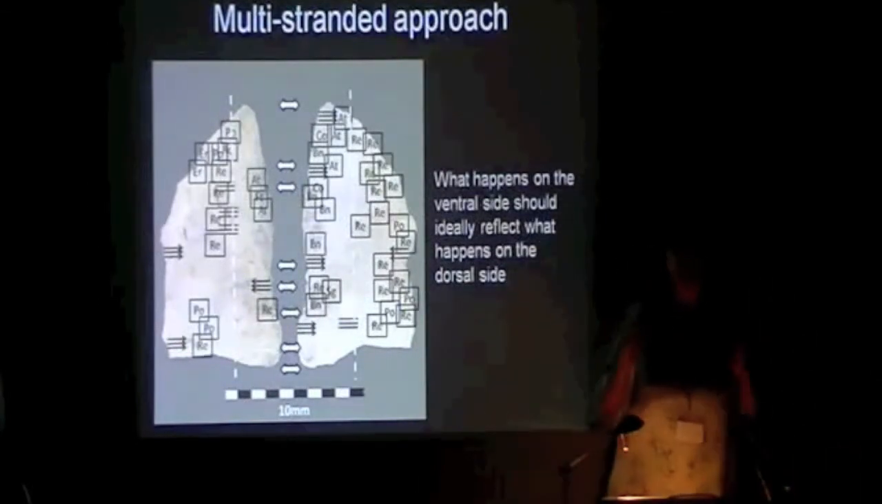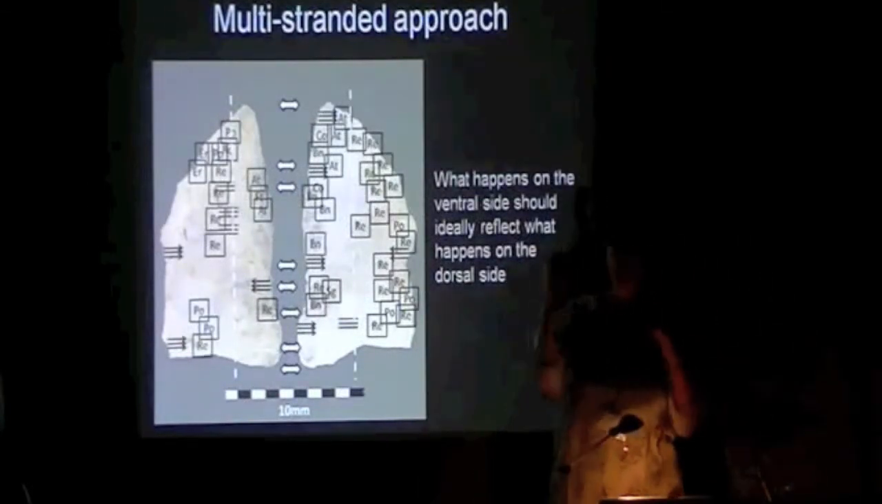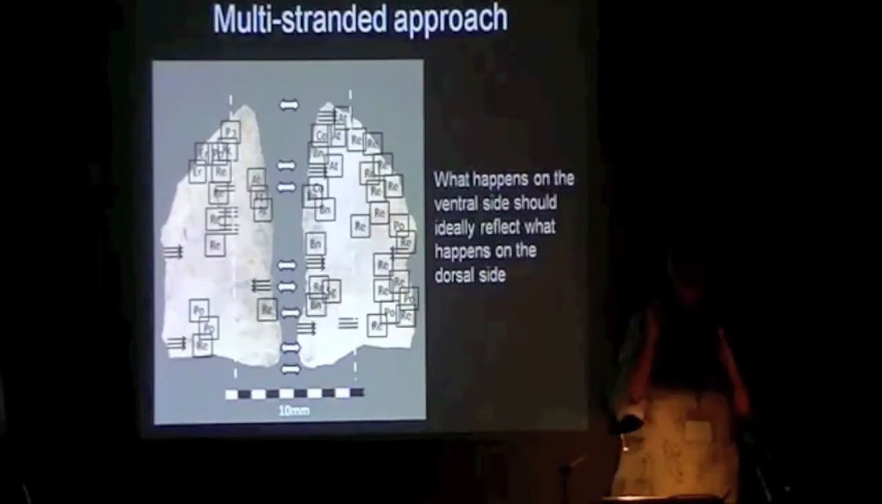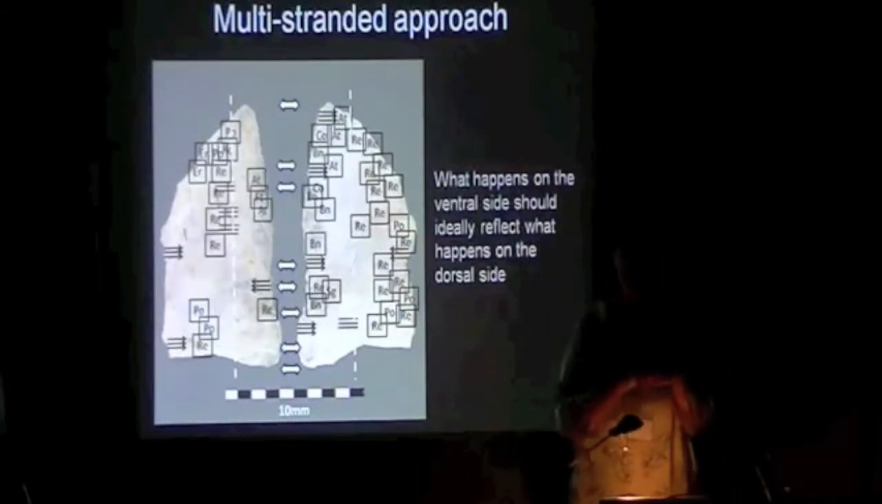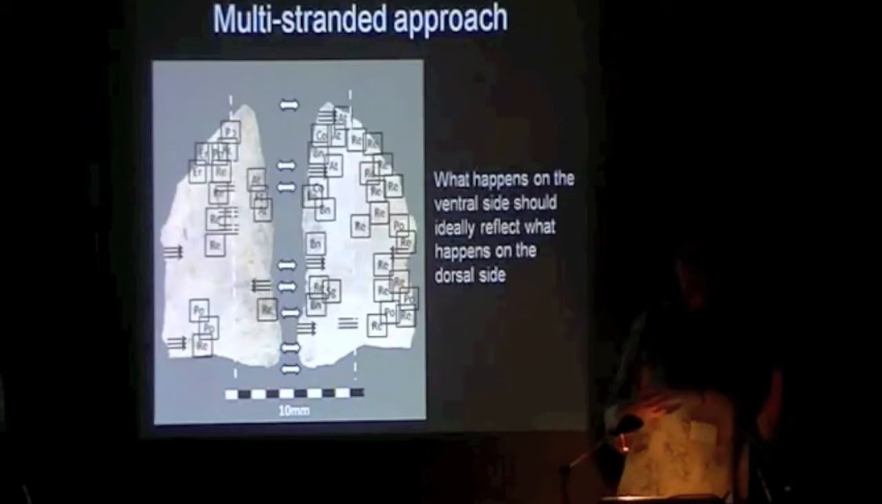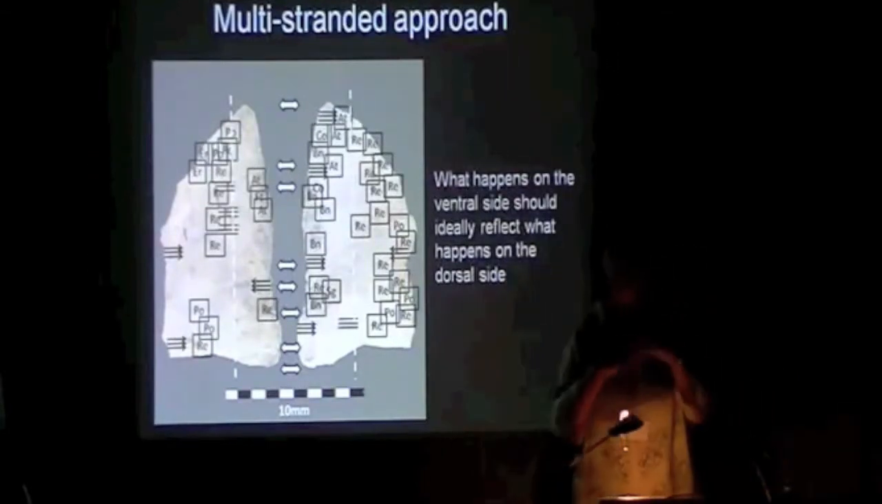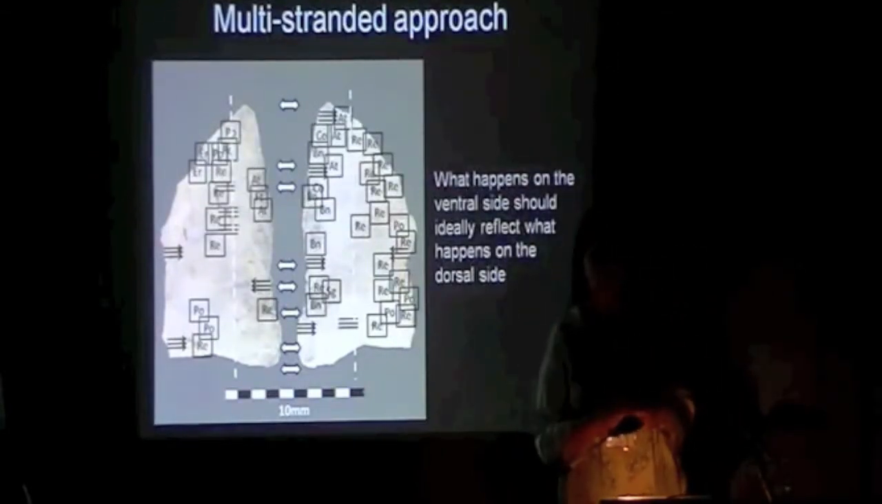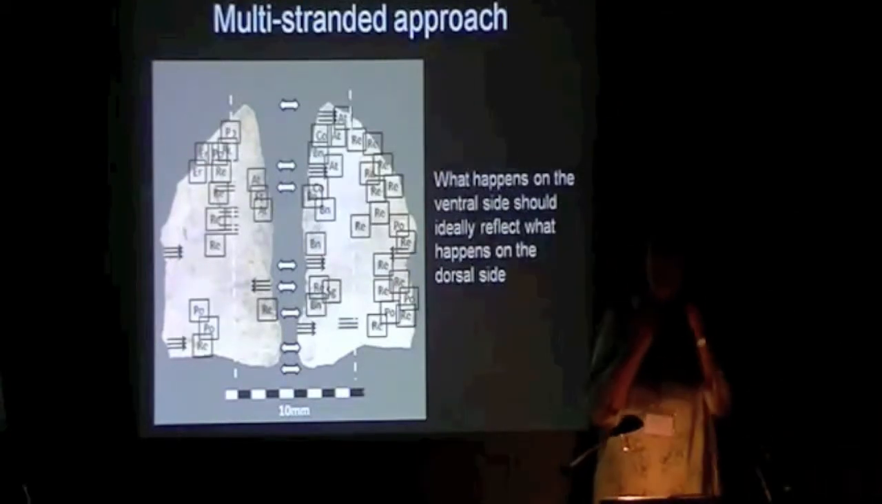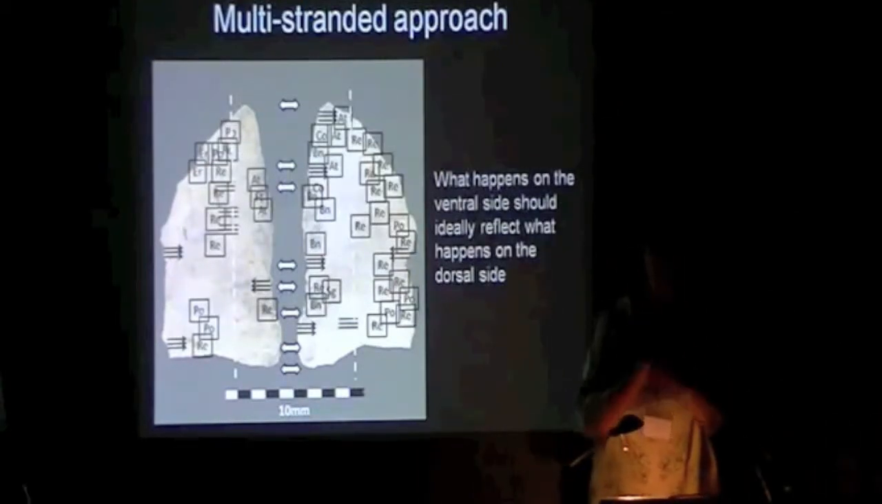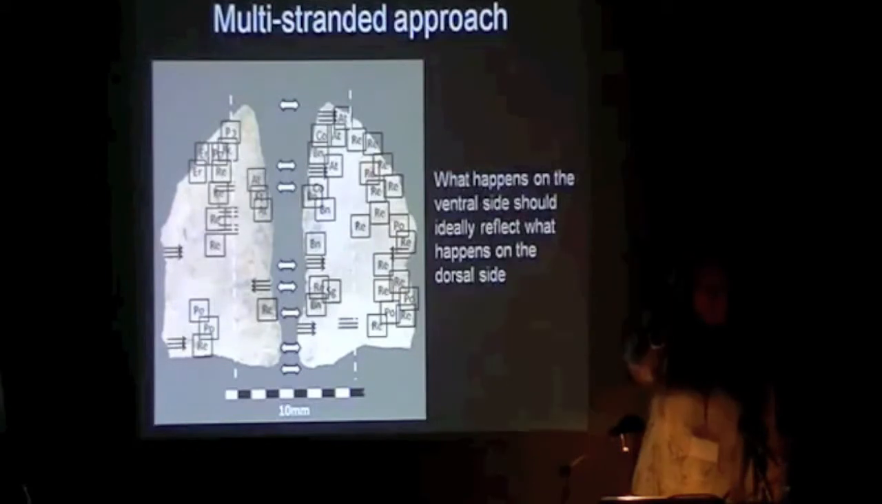Also, I like to see what happens on the ventral side and what happens on the dorsal side. It's one of the best ways to assess trampling or any post-depositional stuff, is that usually the traces will differ on the two sides. But if it was used as a hunting tool, the same thing happens on the back and on the front of the tool.